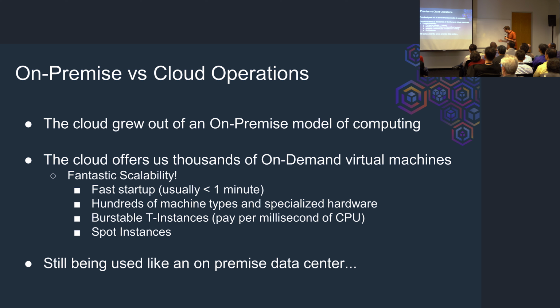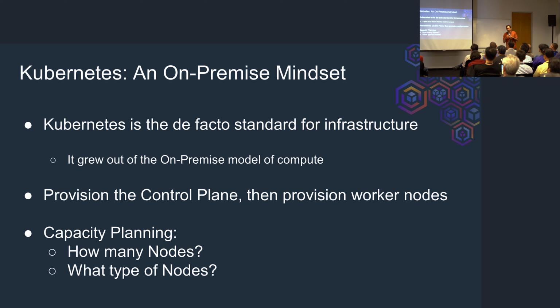However, despite all these things, and despite these scalability aspects of the cloud, we're still using it a lot like an on-premise data center, where you spin up a machine, you provision it, and it runs for weeks, months, sometimes years. And Kubernetes really comes from the on-premise mindset as well. And that's a good thing. It's helping a lot of companies get out of their data centers and migrate to the cloud by providing a standard infrastructure that they can use and program against.